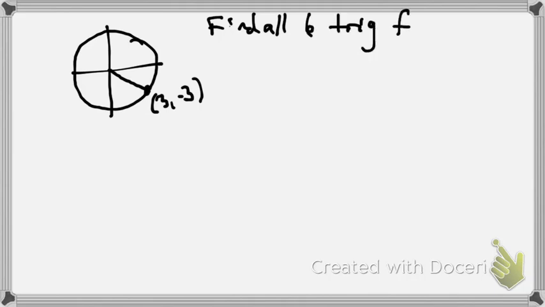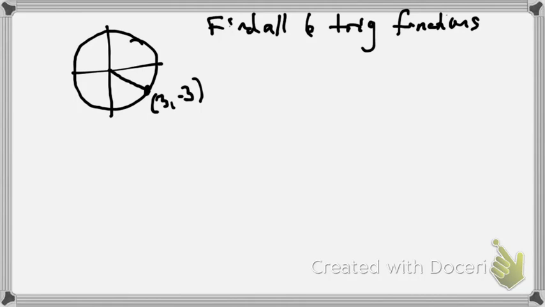If I have a circle, and this circle looks like this, okay, and then it tells me that I have a point down here, and this point is 3, -3. So this point is 3, -3. The directions for this would be to find all 6 trig functions.